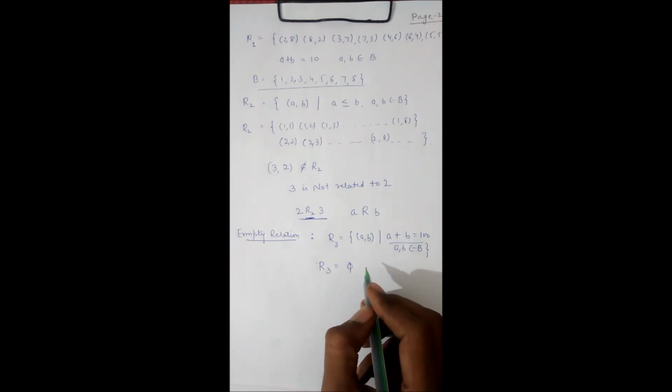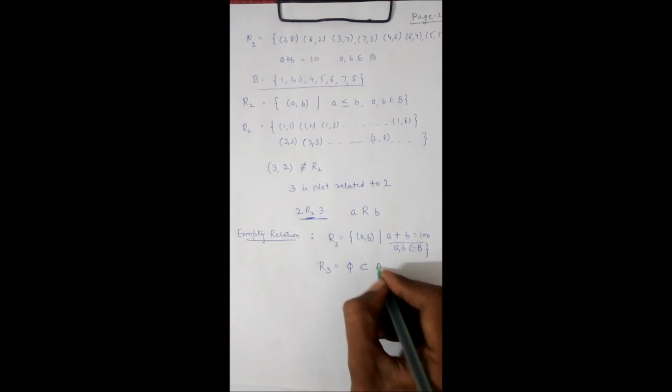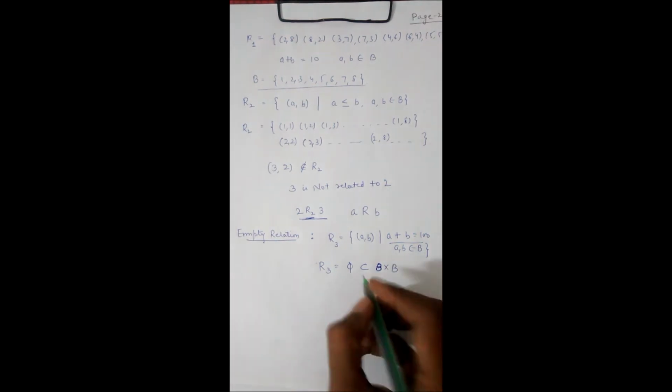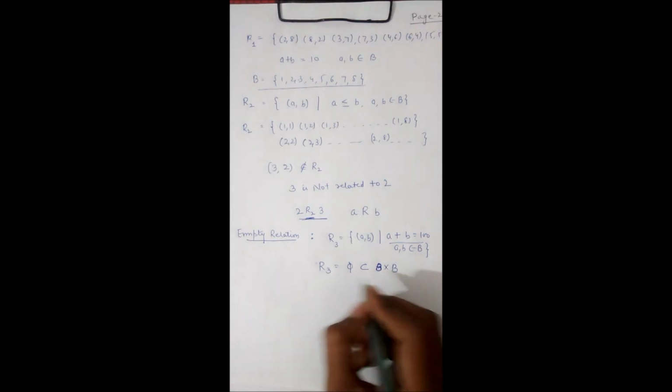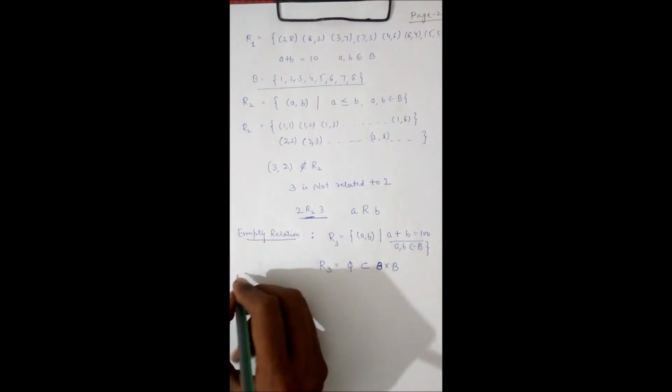And mind it, what was the definition of a relation? A subset of A cross A, or in this case we will say a subset of B cross B. So remember that phi is always a subset of every set. Clear? Now next is my universal relation. What is a universal relation?